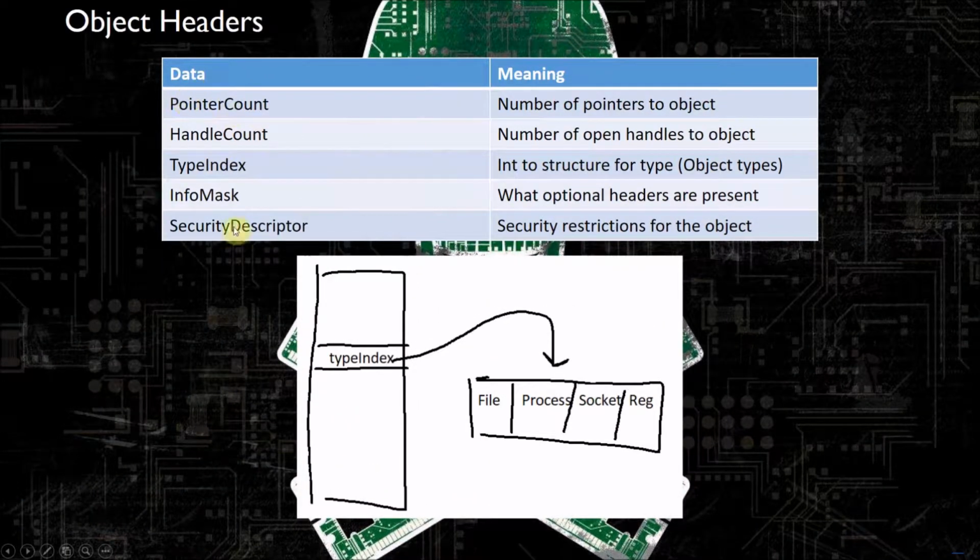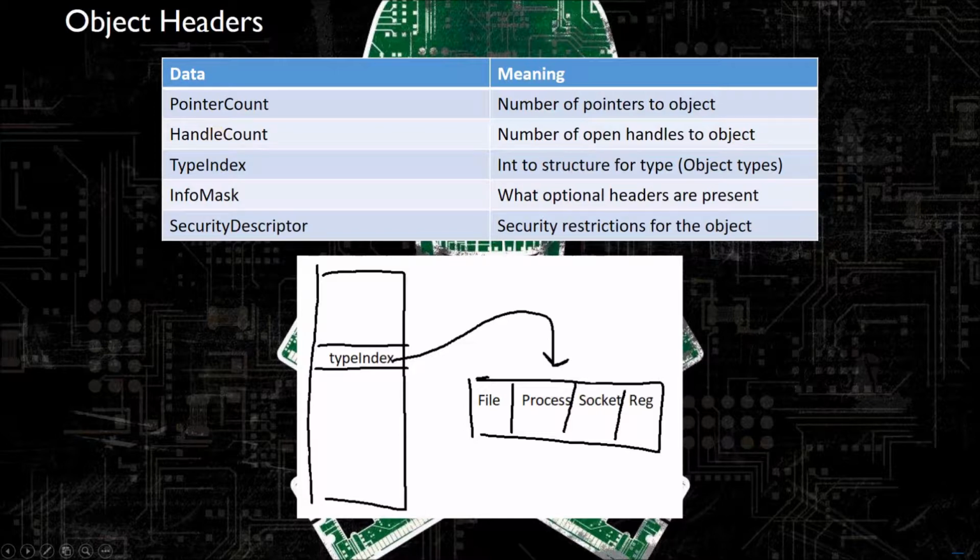So this isn't an exhaustive list of the data members that's included in the executive object header, but it's some of the more interesting ones. We have a pointer count, which I want to specify here that your user program will not have any pointers to this object header because it's in kernel space, and for security reasons, userland programs cannot access kernel space. If you want to know more information about that, you can just look up the difference between user space and kernel space.